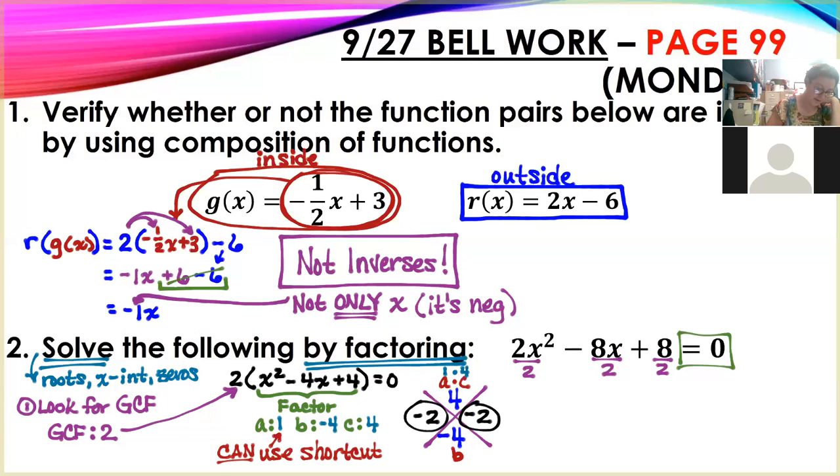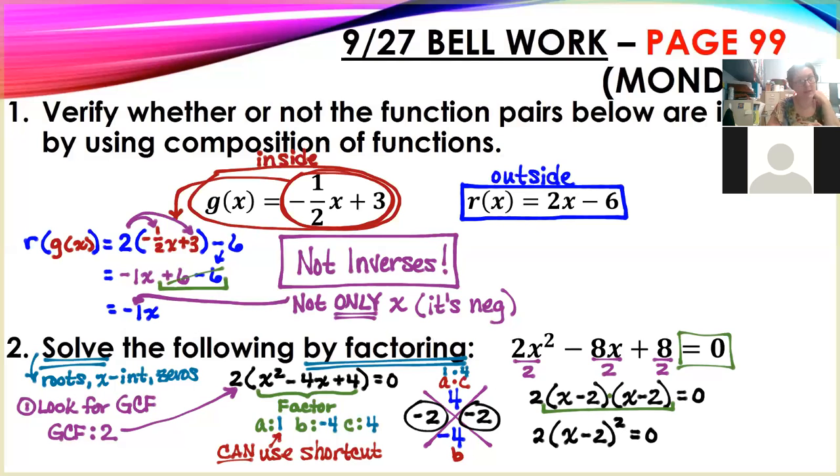So when I write this down in factored form, we have our GCF on the outside, and then I'm going to have x minus 2, and then another x minus 2, because we had the same thing. I could also choose to write this, since these two factors are the same and they're being multiplied together, as x minus 2 squared. Has the exact same meaning.